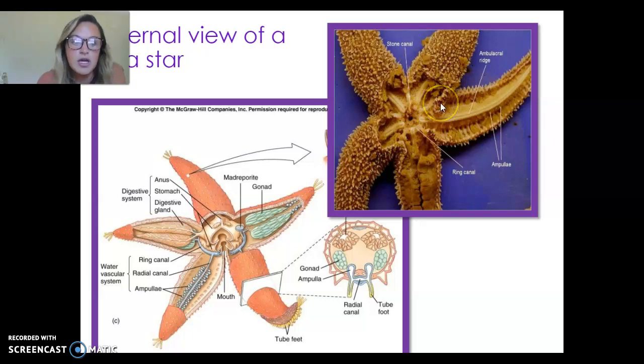And starfish, we know that they go through both asexual and sexual reproduction. The asexual version being regeneration. So if one of these arms or rays was to get cut off, they would actually be able to regenerate that. And for the most part, a starfish can actually regenerate almost its entire body if that ring canal is intact in the middle.